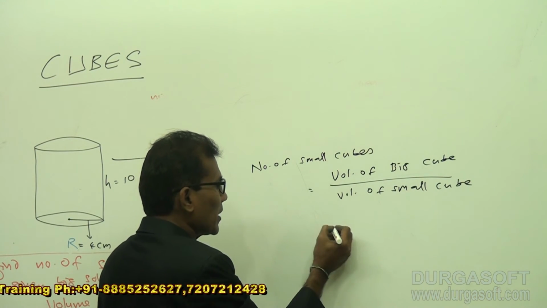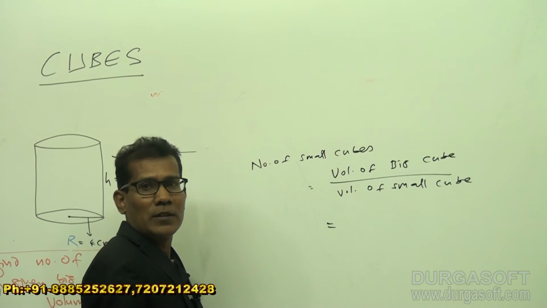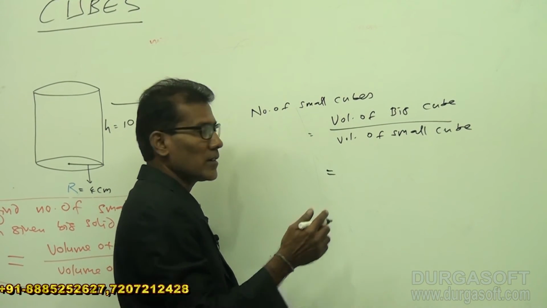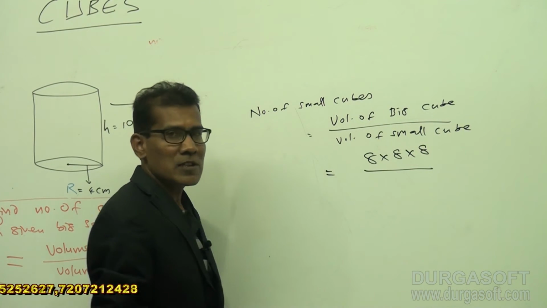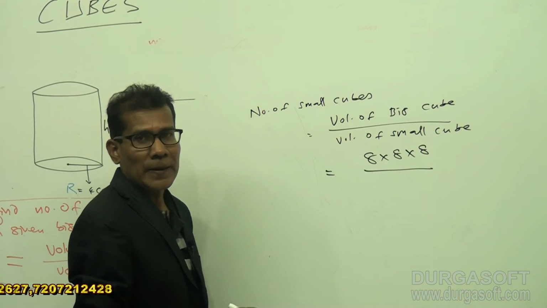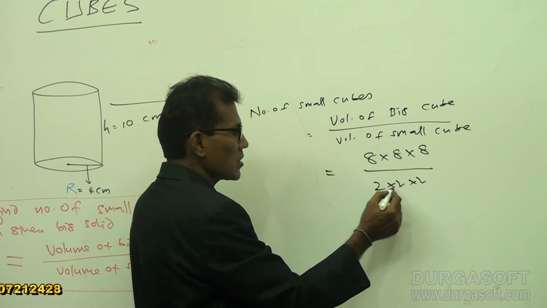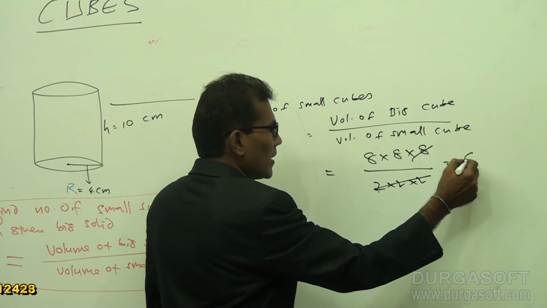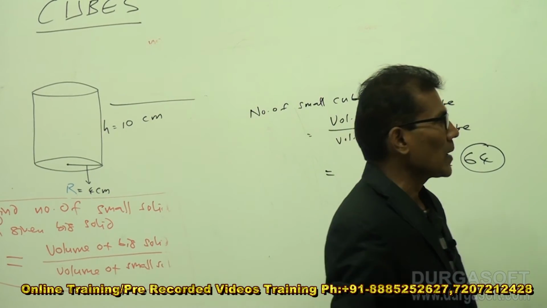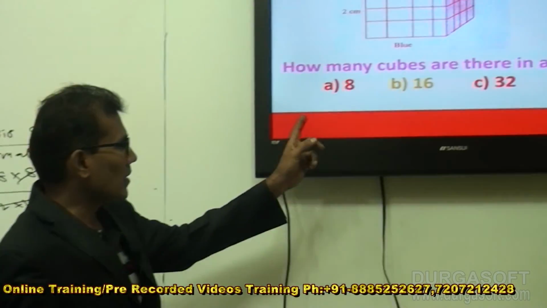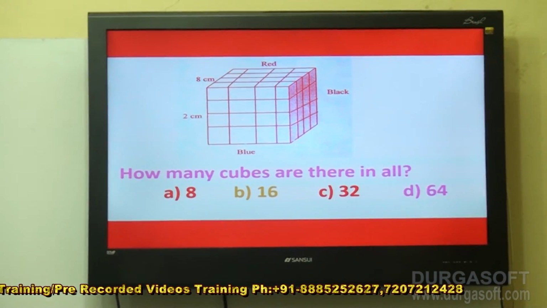What is the volume of the big cube? The big cube has the dimension 8 centimeter. The volume of the cube is side into side into side, it is 8 into 8 into 8, and the volume of the small cube, each small cube dimension is given 2 centimeter, then 2 into 2 into 2. 2 to the 4, to the 8, 8 gets cancelled. There are 64 small cubes in all. So in our question, how many cubes are there in all? There are a total of 64 small cubes.